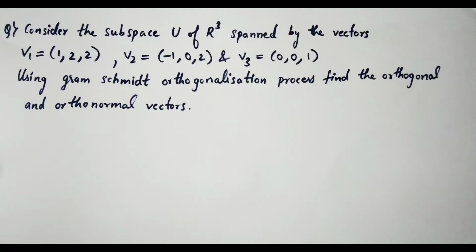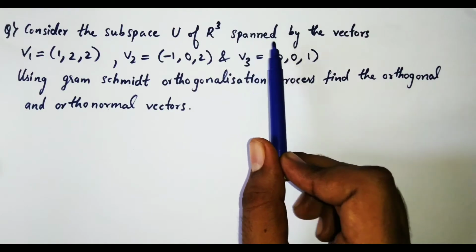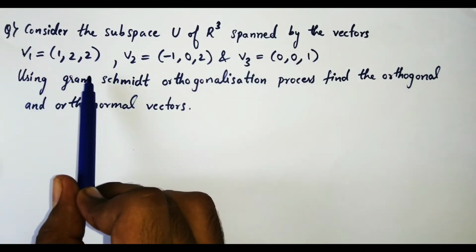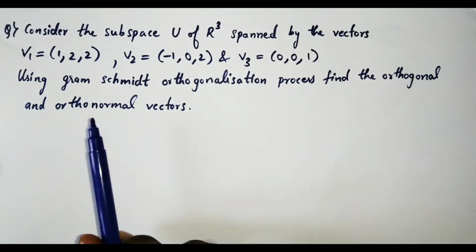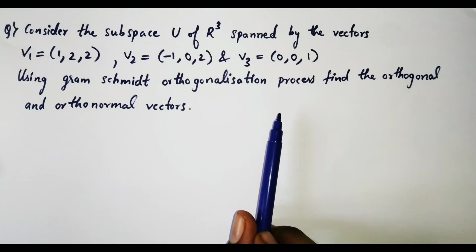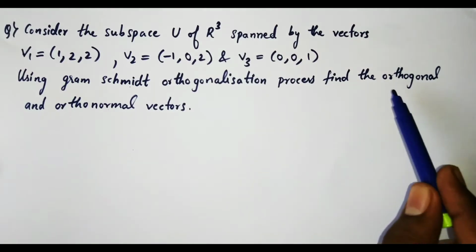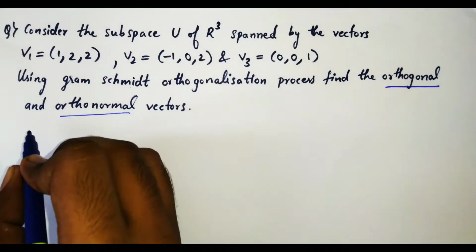Hello guys, in this video we are going to solve some problems based on the Gram-Schmidt orthogonalization process. Consider a subspace U of R3 spanned by the vectors v1, v2 and v3. These are the three vectors given, and we have to use the Gram-Schmidt orthogonalization process to find the orthogonal and orthonormal vectors. We'll start with the orthogonal vectors.